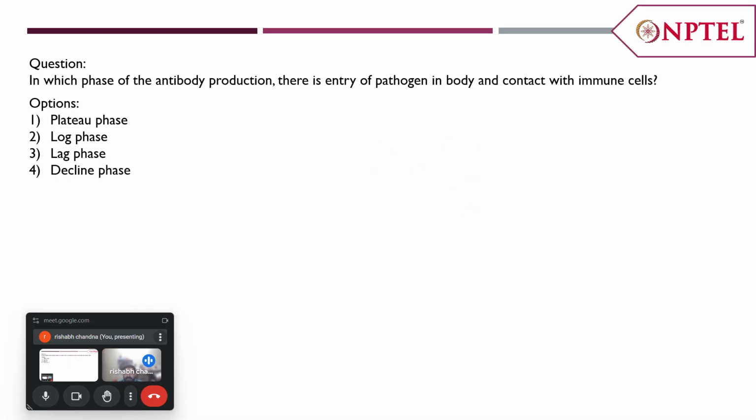In which phase of antibody production is there entry of the pathogen in the body and contact with the immune cells? The plateau, log, lag, or decline phase? What can be the answer? Any more answers?